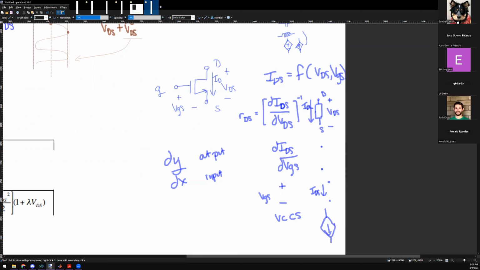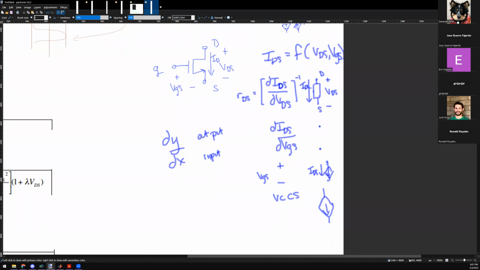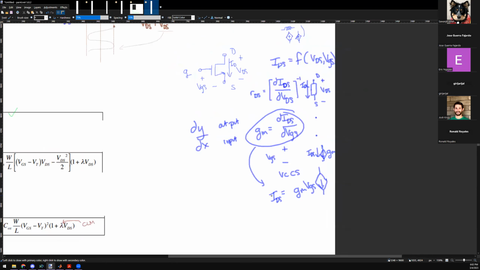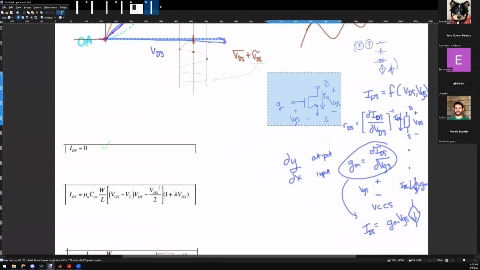So I have a current going down here, and that's a function of this voltage. What units does this have? It has units of transconductance, so I'm just going to call it gm for the MOSFET. This current dependent source has gm times VGS, which tells me the IDS through this. Does this make sense? Yeah, maybe. That makes a lot of sense.